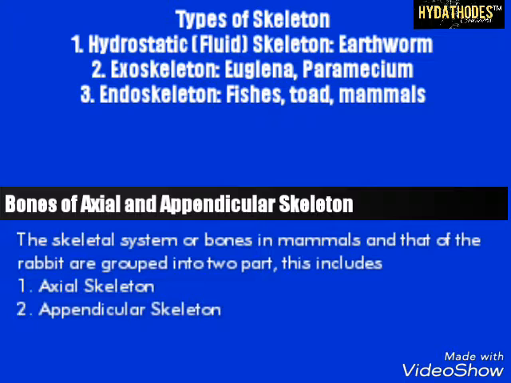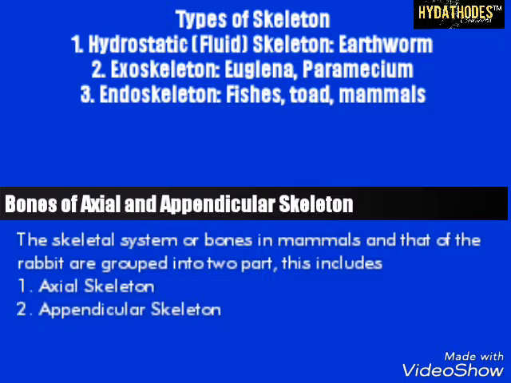Exoskeleton. This is a type of skeleton which is found outside, or on the external part, of the body of some animals. Examples of organisms with this type of skeleton are Euglena and Paramecia. Endoskeleton. Endoskeleton is a type of skeleton which is found inside the body of animals. Examples of organisms are fishes, toad, mammals.